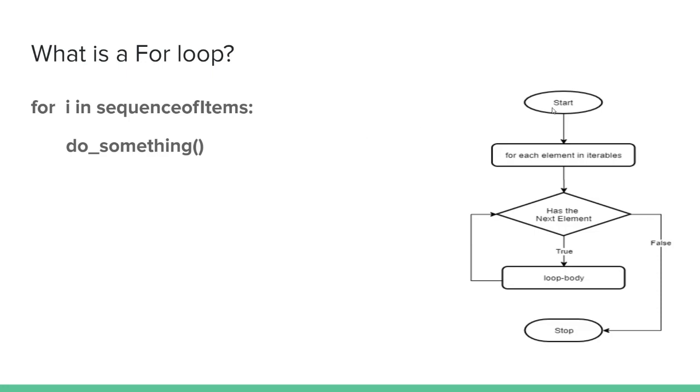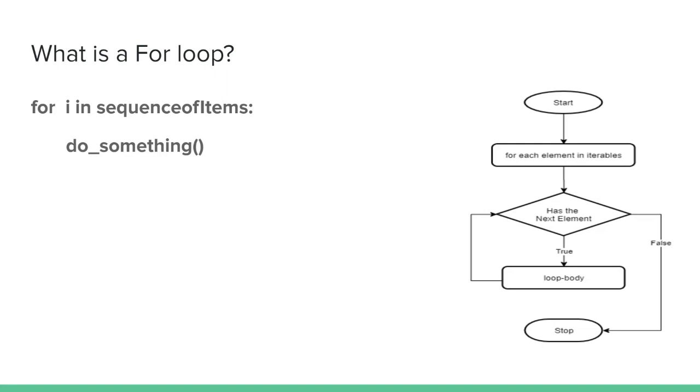So now let's look at this flow chart here. It's going to start. It's going to say for each element in iterables. Iterables is essentially a sequence of items. Does this thing have the next element? So in a sequence of items, you have next, next, next, next, next. And when you get to the end, there will no longer be any next. You've got to the end.